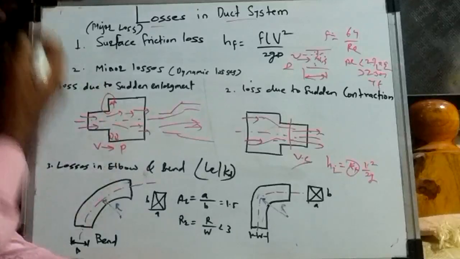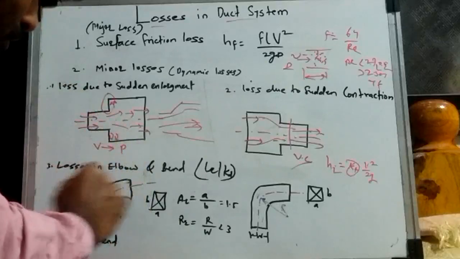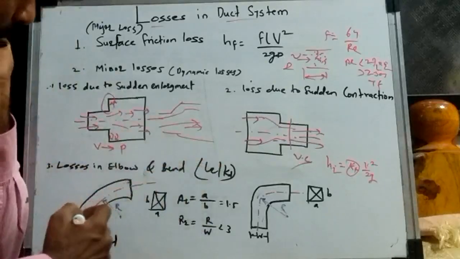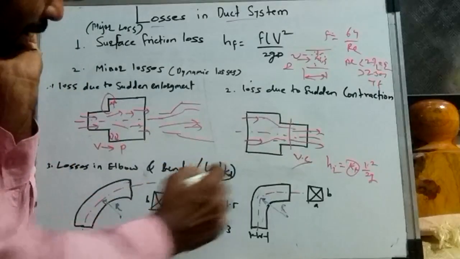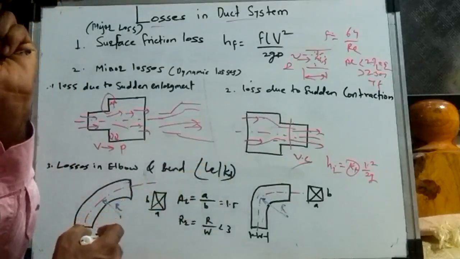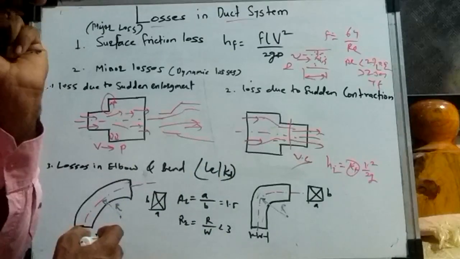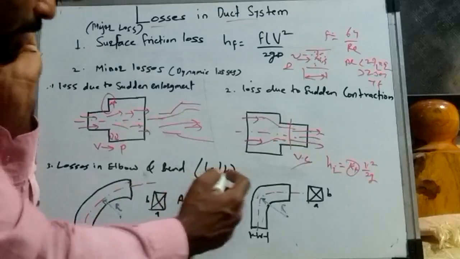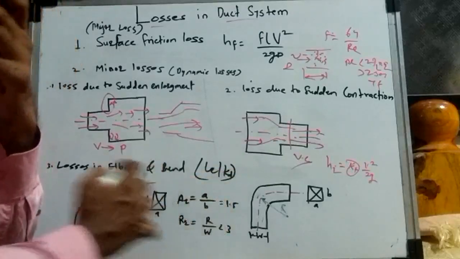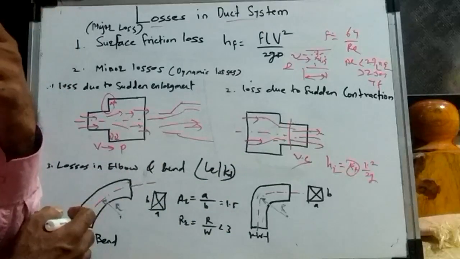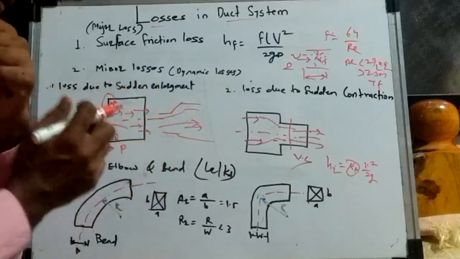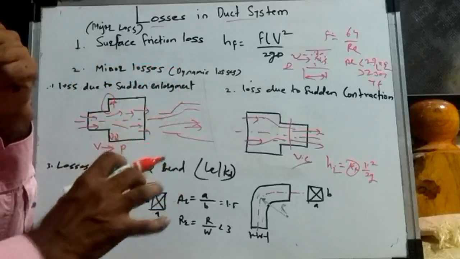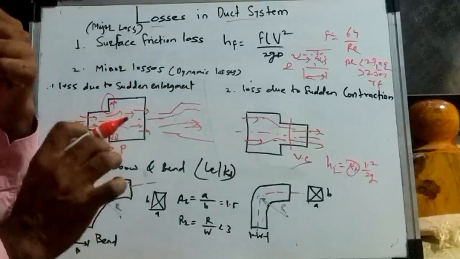Now the next type is losses in elbows and pipe bends, right? These losses again depend upon L equivalent by K. L equivalent is nothing but the equivalent length of duct, and K is the dynamic loss coefficient that has to be considered. These factors depend not only on the velocity, but also on the surface roughness and the particular geometries of the pipe bend and elbows, right?